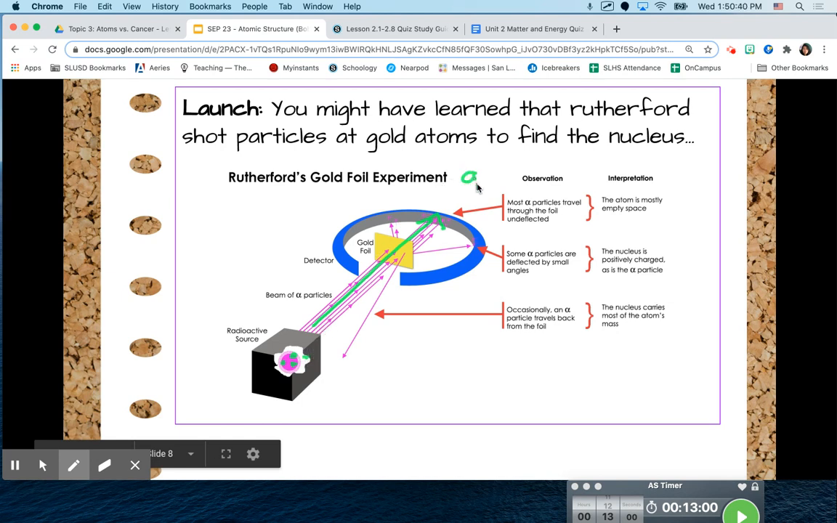Now, these things that he's shooting at are really, really tiny. And he found that 99% of these really tiny things went straight through the gold foil, which is kind of weird, because if you think of the atom as a ball filled with stuff, well, if you hit a ball, it should bounce back or at least bounce off in a different direction. But he found that 99% went straight through.